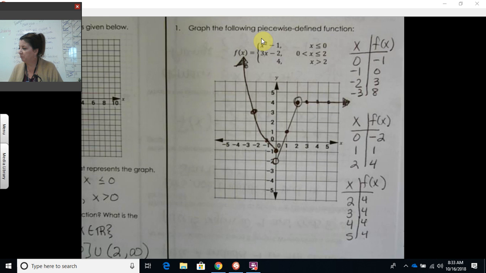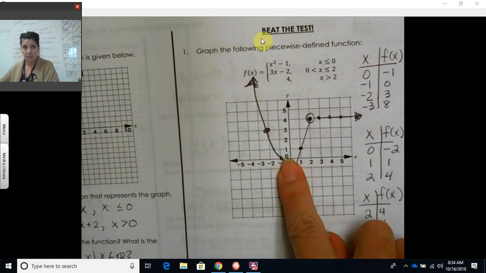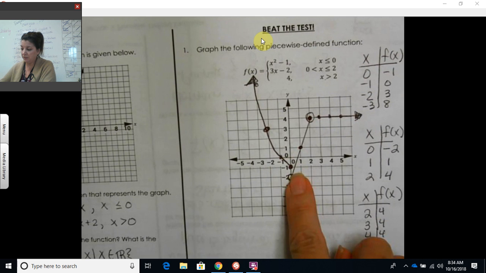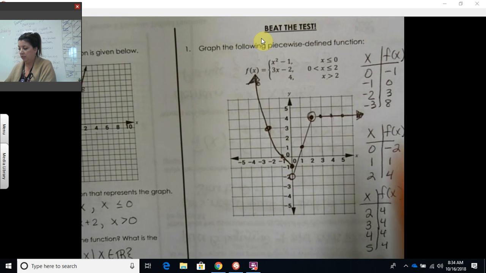Everybody cool with that? Do you have any questions? What's my domain? All real numbers. What's my range? Y is greater than, what'd you say? Negative 2. Is this function increasing or decreasing? Decreasing. Don't look at the arrow. Look at your y values from left to right. What about this function? It's neither, right? It's remaining constant. Okay, one more little section, one more little part.